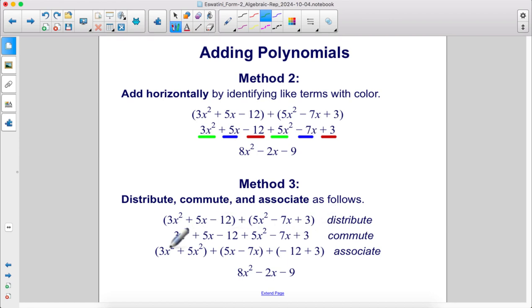Then you can move them around. So when they say commute, that means take this one and move it next to the 3x squared. So then you're regrouping them based on which ones are like terms and then combining. So those are two other methods.